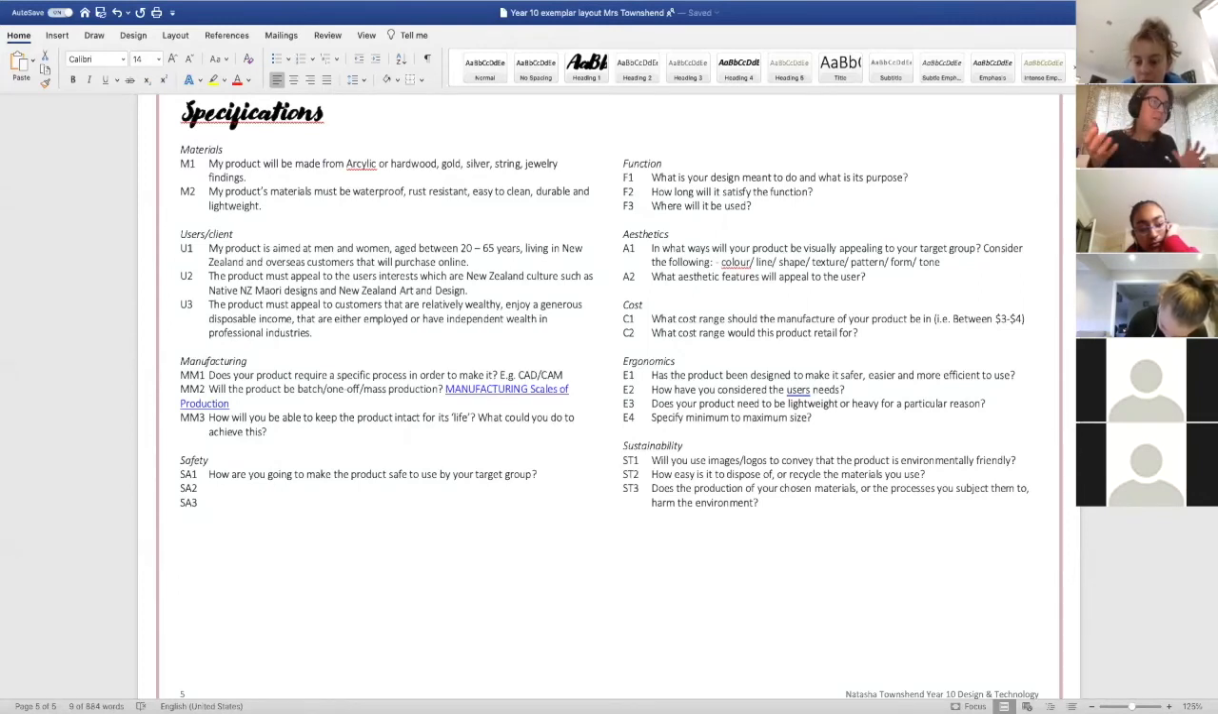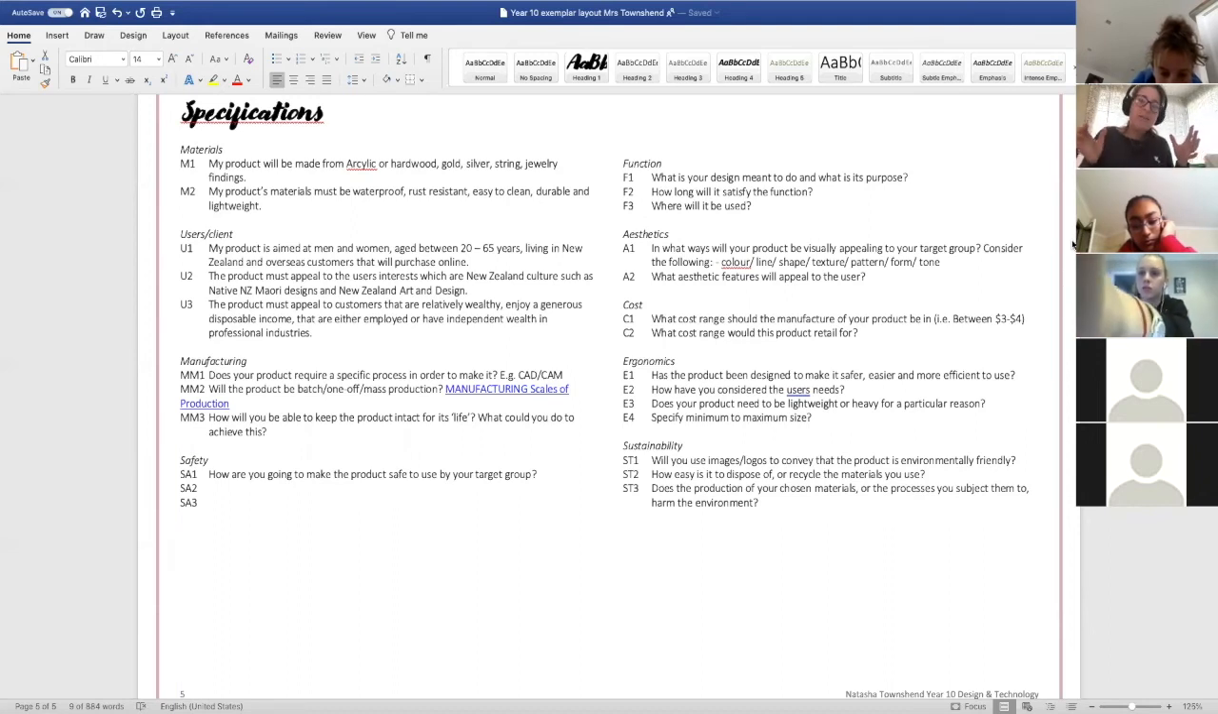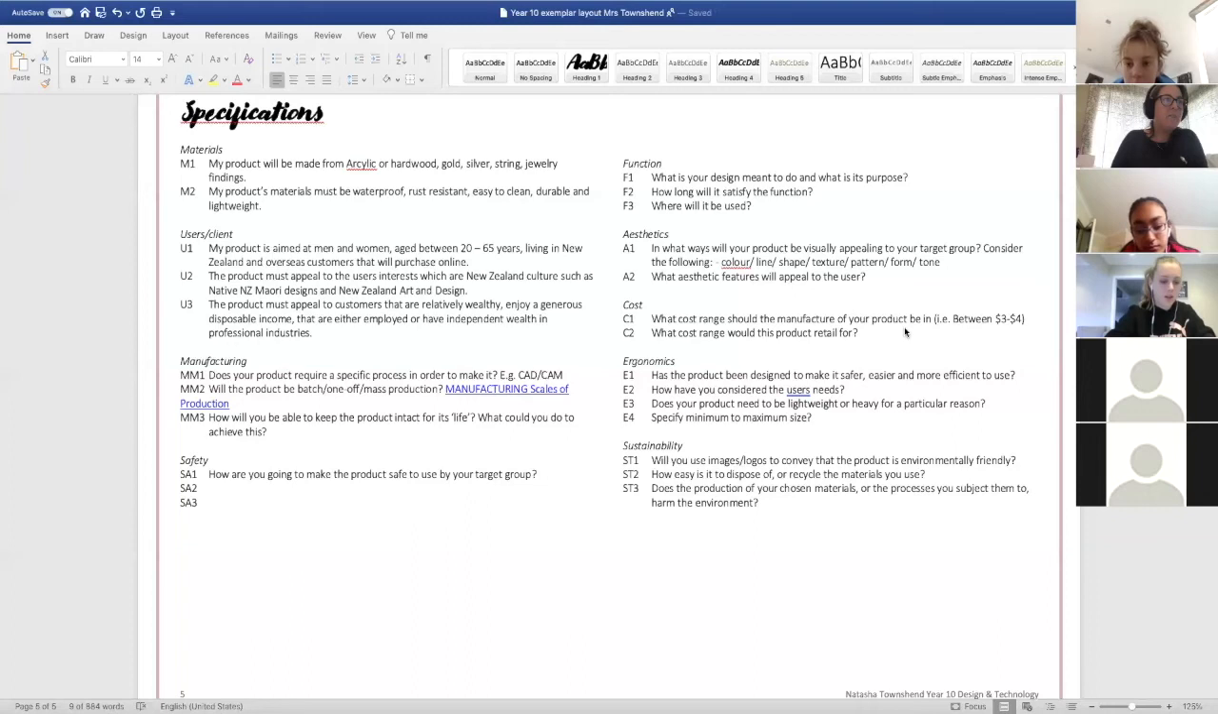So the cost range for manufacture of your product, you probably need to make a call on that and be a bit realistic about how much you think it would cost. If you want to include your time and how much you would spend in that, you could say that. Otherwise, you could just say the cost of the materials would be between X and Y. So give a range. It's always easier. That way you can be a little bit right when you are checking your specifications at the end. Cost range and the retail.